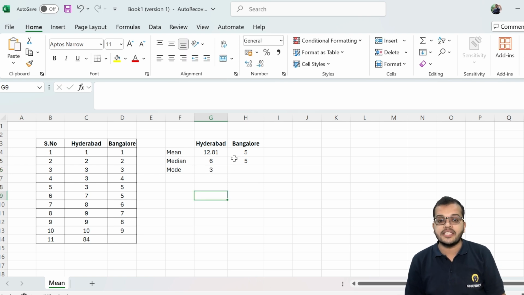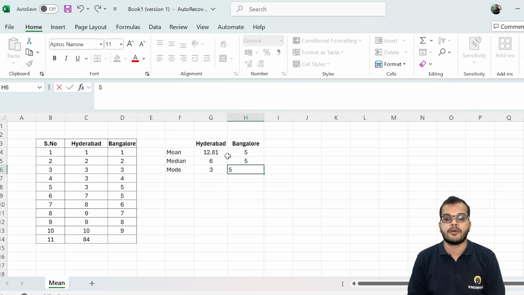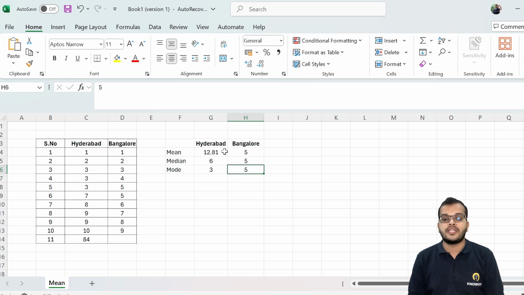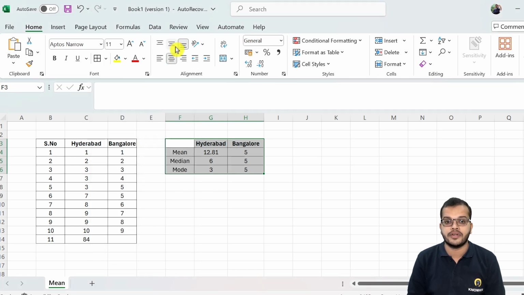But if I consider Bangalore, with 1, 2, 3, 4, 5, now we do not have 6 immediately, we have 5 repeated again. Then 6, 7, 8, 9, 5, 6, 7, 8, 9. So what's happening here? 5 is repeated. So I'm making the mode 5 for Bangalore as well. So this is the mean, median and mode for Hyderabad and Bangalore.